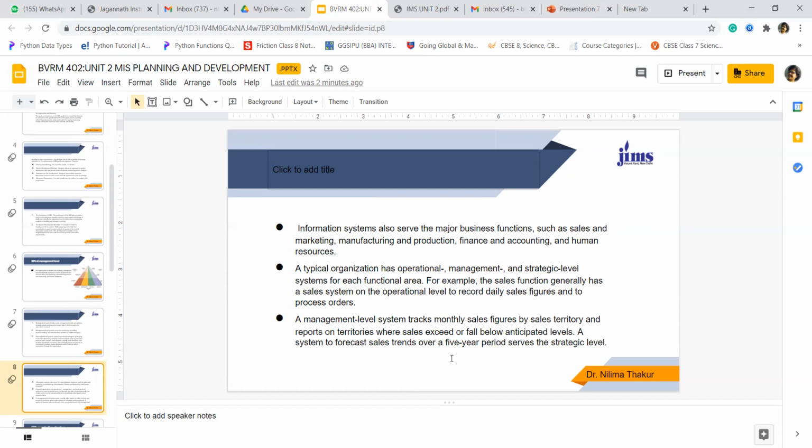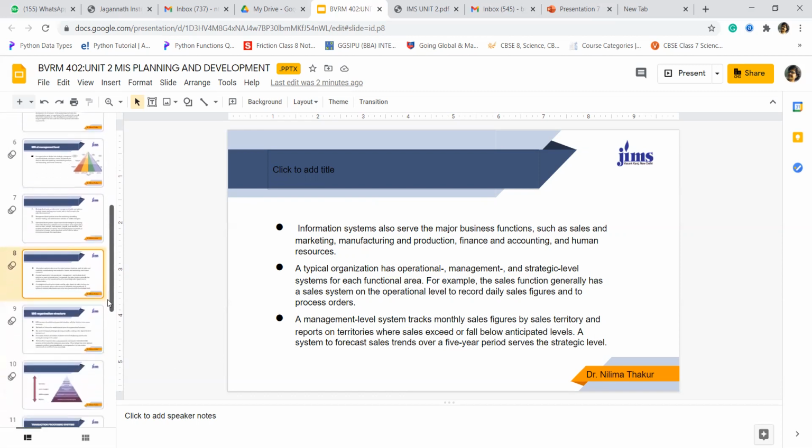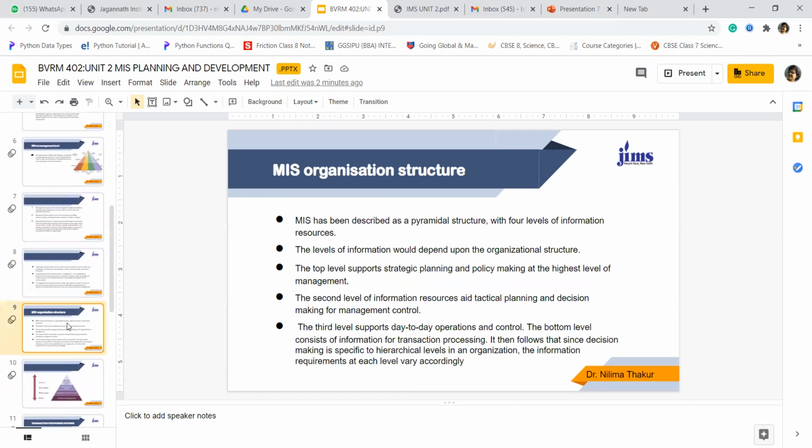A system to forecast sales trends over a 5-year period serves the strategic level. Moving to the next slide on MIS organization structure.